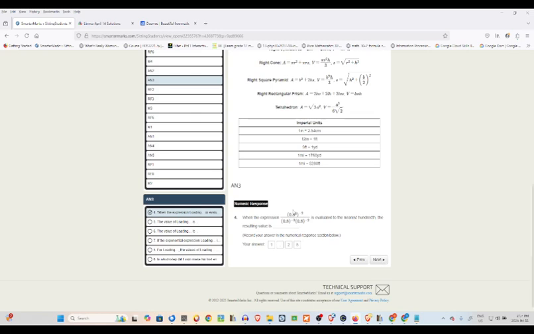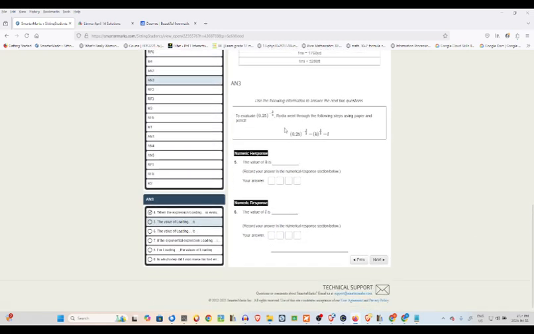In fact, it'll be exactly the same as 1 over 0.8. Now for our next one, to evaluate 0.25 exponent negative 3 halves, Radio went through the following steps using paper and pencil.